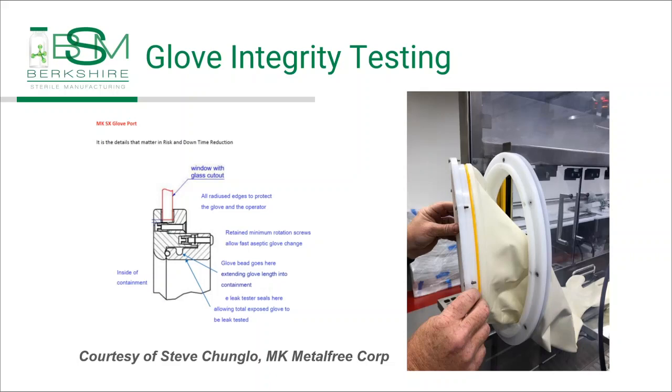Glove integrity testing is extremely important, and we're going to talk a little bit about that. What I have here is a picture of a glove port on an isolator. Part of it is mounted permanently on the isolator, and then part of it can be taken off to put a glove on, remove a glove. It's very important that this be done correctly. If you look at this drawing over here, this is the glass window. This is the piece of the glove port that's attached permanently to the glass window, and this is the piece of the glove port that's attached to the glove.